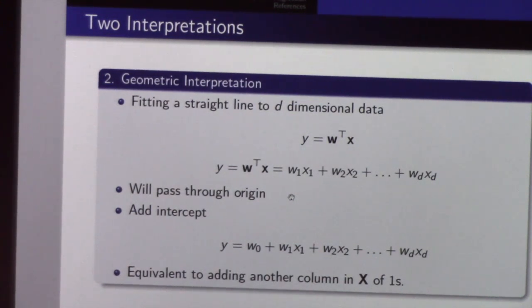Then there is another interpretation for linear regression, which comes from line fit. So if I give you a bunch of points in a two-dimensional space, and I ask you to fit a line, then that is also the same effect.